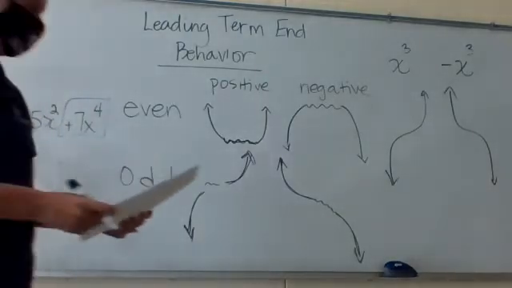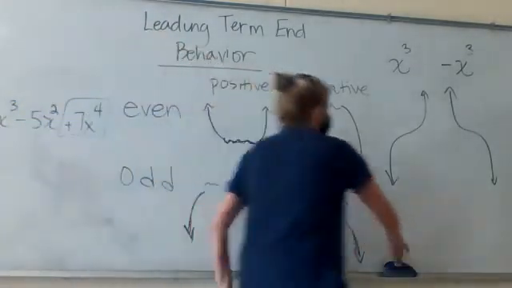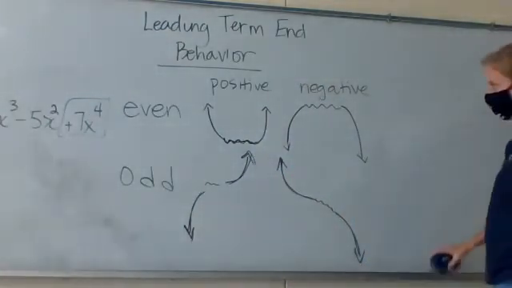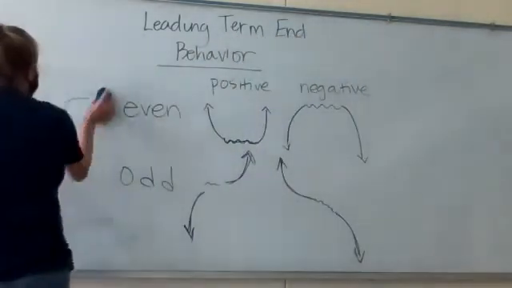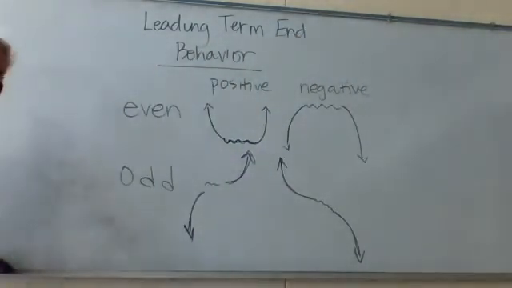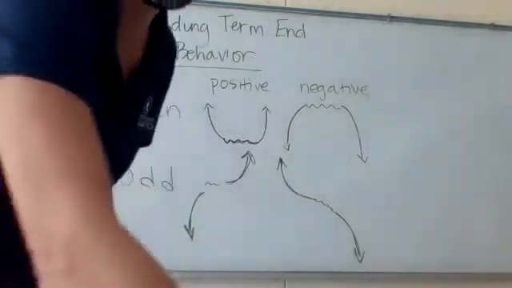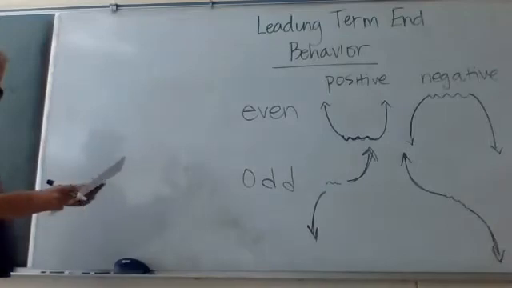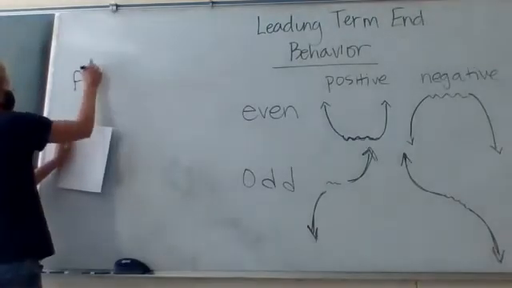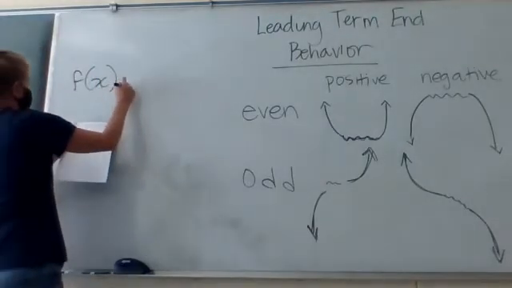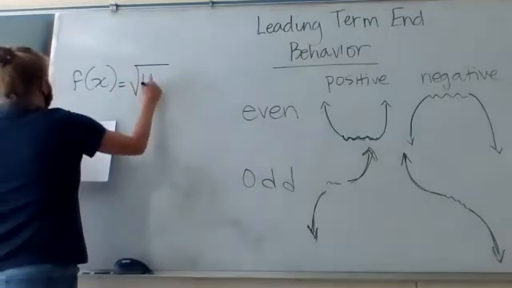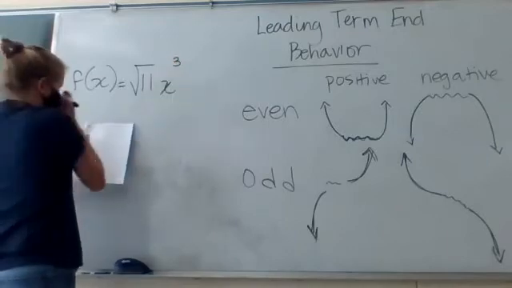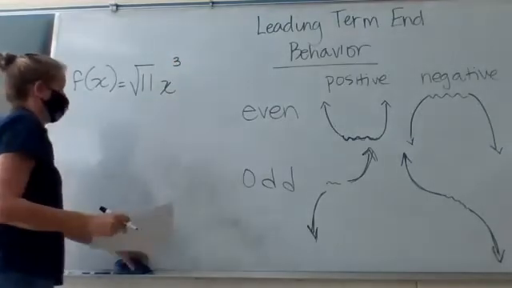So let's look at number 1 in 8.1 and use this end behavior information. On number 1, it says the function is f of x equals square root of 11 x cubed. I'm going to run out of room.